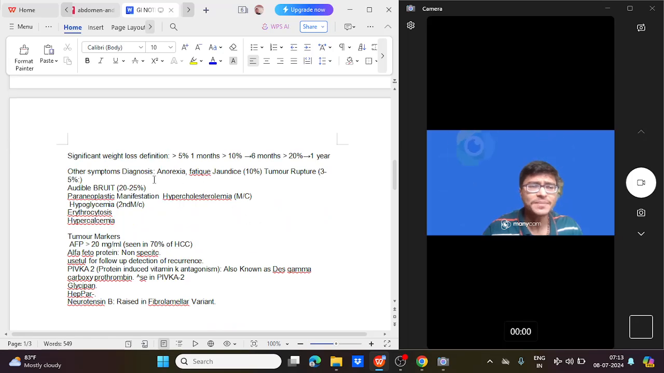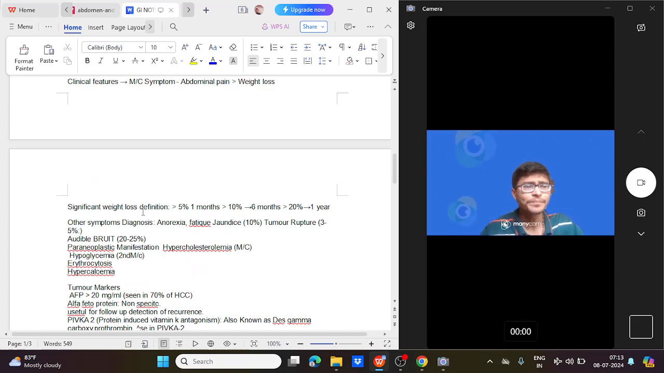What are the other symptoms which will help us in diagnosis? They will be anorexia, fatigue, jaundice, which is seen in 10% of cases, tumor rupture in 3 to 5% of cases, and the possibility of an audible bruit in 20 to 25% of cases. Hypercholesterolemia will be the most common, hypoglycemia the second most common, and paraneoplastic syndrome. We have seen the others.